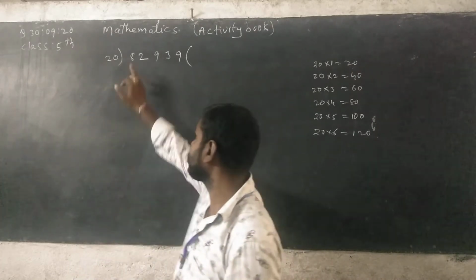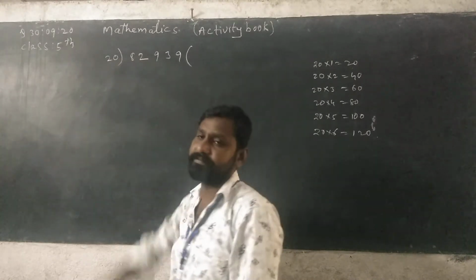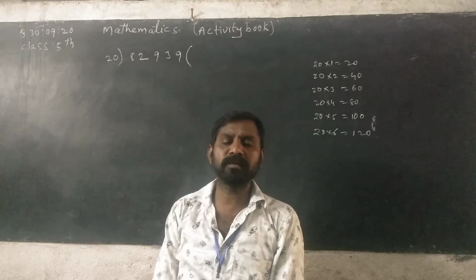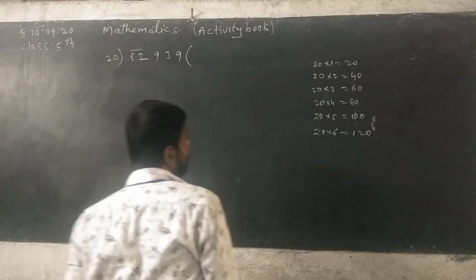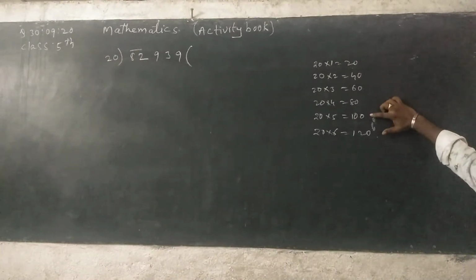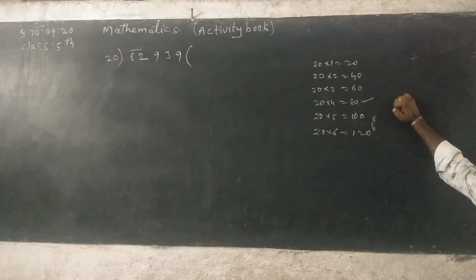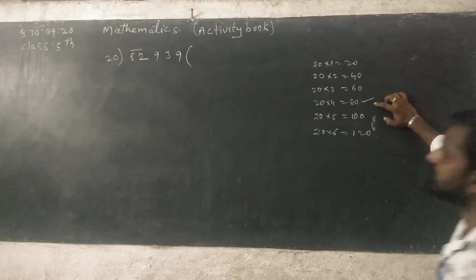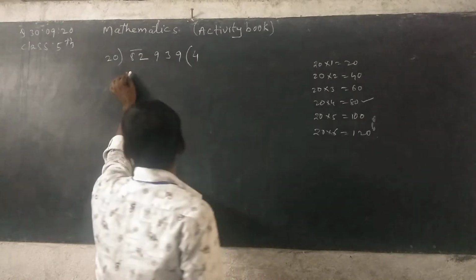See here, the first place on the left is 8. 8 is less than 20. Then we take 2 digits from the left side, that is 82. See, where is it possible? 20 fives is 100, and 100 is more than 82. So 20 fours is 80. 80 is less than 82. Then you can write 20 fours is 80.